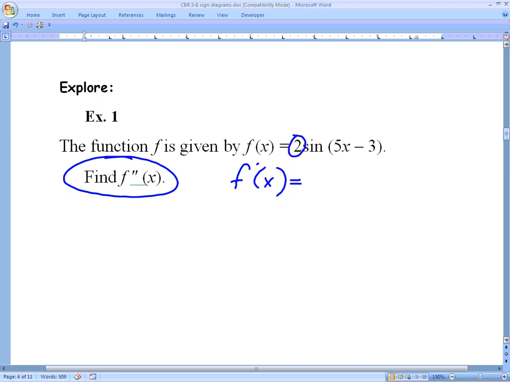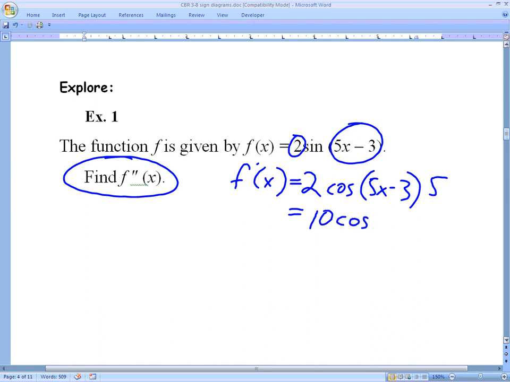We have a 2, which is like a coefficient. As we know, coefficients just hang out. It's still there. Sine of some stuff turns into cosine of that stuff times the derivative of that stuff. The derivative of this stuff here would be 5. We could rewrite that as 10 cosine 5x minus 3. All right, and now we get on to the second derivative.